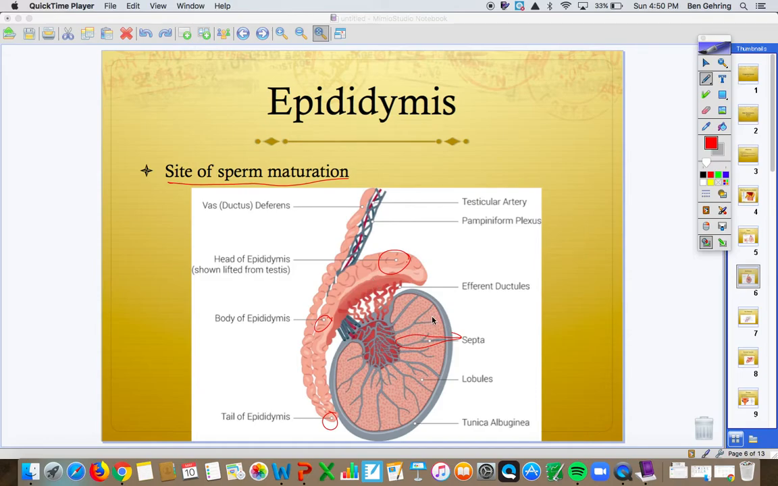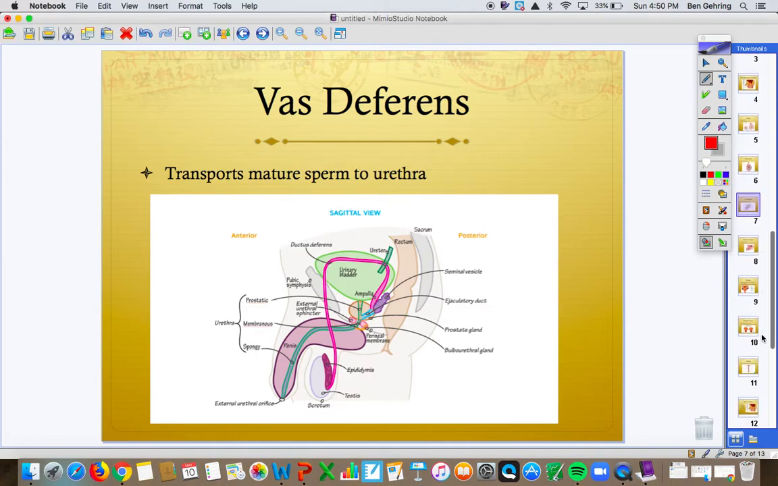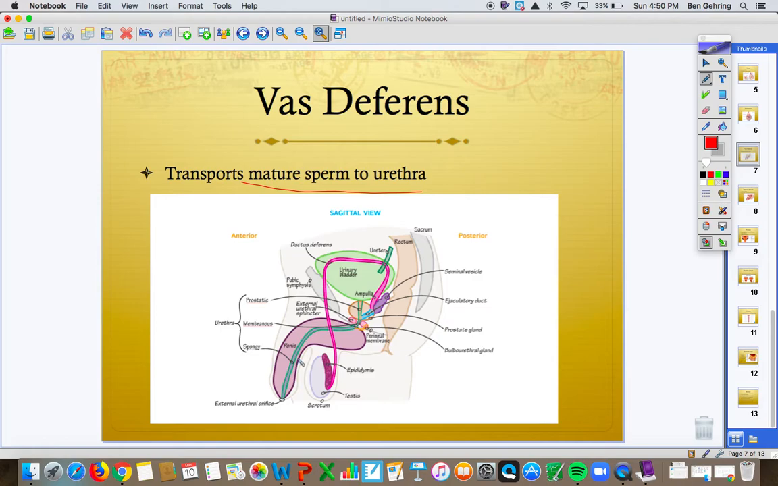So sperm are produced in the seminiferous tubules, which are found within your testicles or testes. They then travel to the epididymis, where they grow and mature, and then they reach the next segment, which is called the vas deferens. The function of the vas deferens is to connect and transport mature sperm from the epididymis, from the testes, to the urethra, which is where we're getting to.